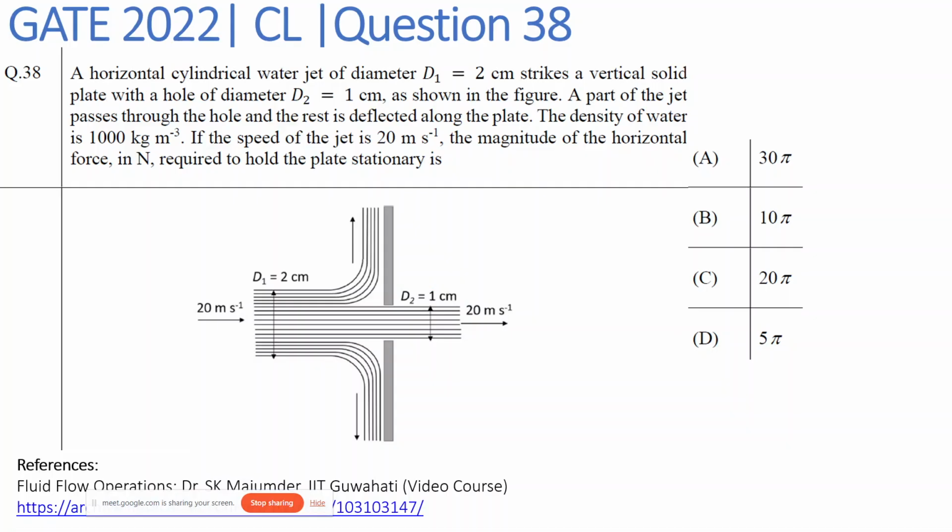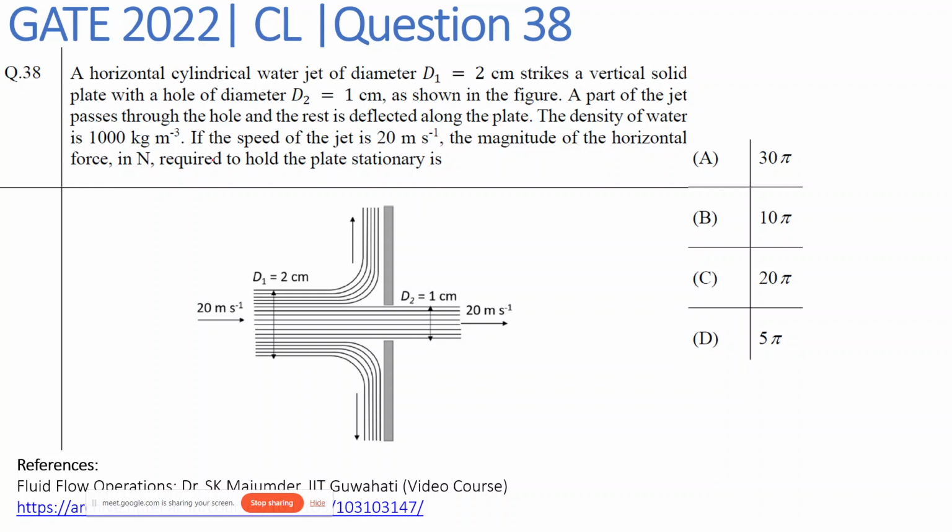Now let's take a look at this question. This is question number 38 from GATE 2022 chemical engineering paper. The question is, a horizontal cylindrical water jet of diameter d1 equal to 2 centimeters strikes a vertical solid plate with a hole of diameter d2 equal to 1 centimeter as shown in the figure. A part of the jet passes through the hole and the rest is deflected along the plate.